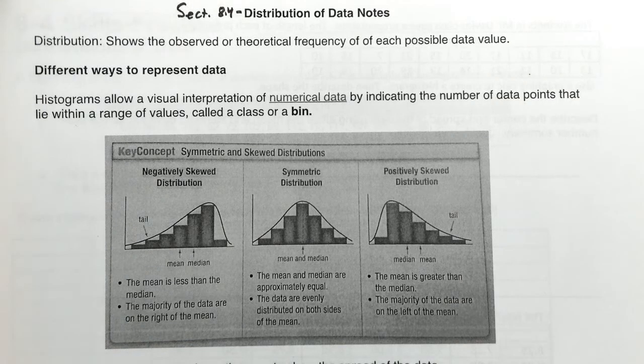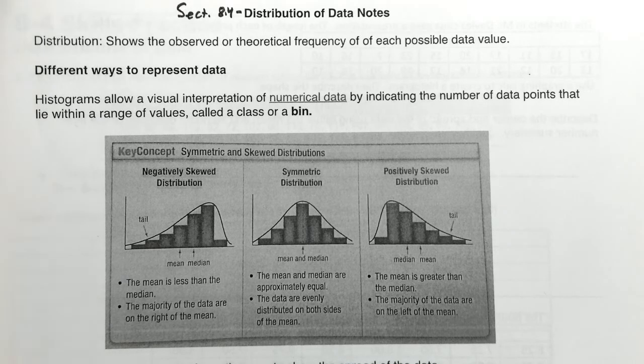All right, let's talk about section 8.4, which is data visualizations, different ways to visualize data, and talking about distributions of data and those kinds of things. All right, so a distribution just shows the observed or theoretical frequency of each possible data value. So it just shows you visually the data set that you have.